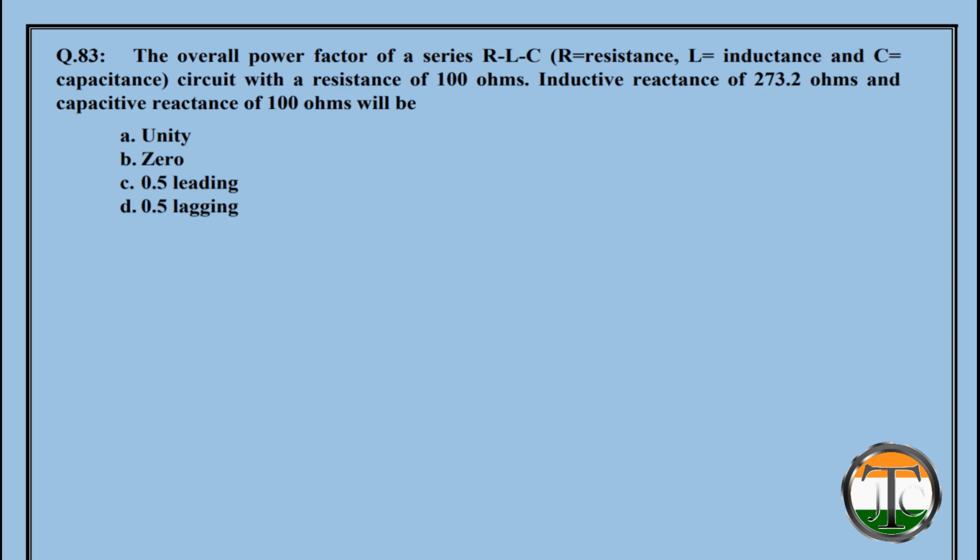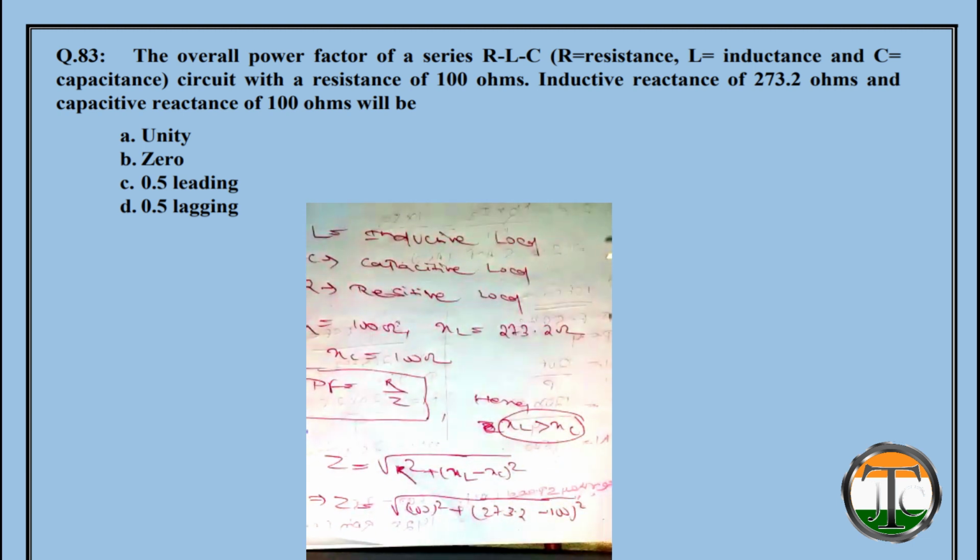Question number 3: the overall power factor of a series RLC circuit with a resistance of 100 ohm, inductive reactance of 273.2 ohm and capacitive reactance of 100 ohm will be: option A, unity; option B, 0; option C, 0.5 lagging; option D, 0.5 leading. So here in the question, resistance, inductance and capacitance are connected in series, those values are given, and we have to find the power factor of the circuit.